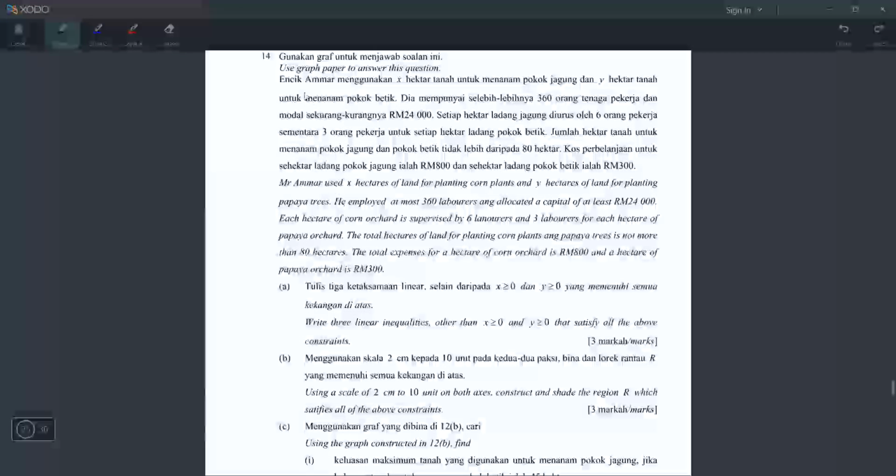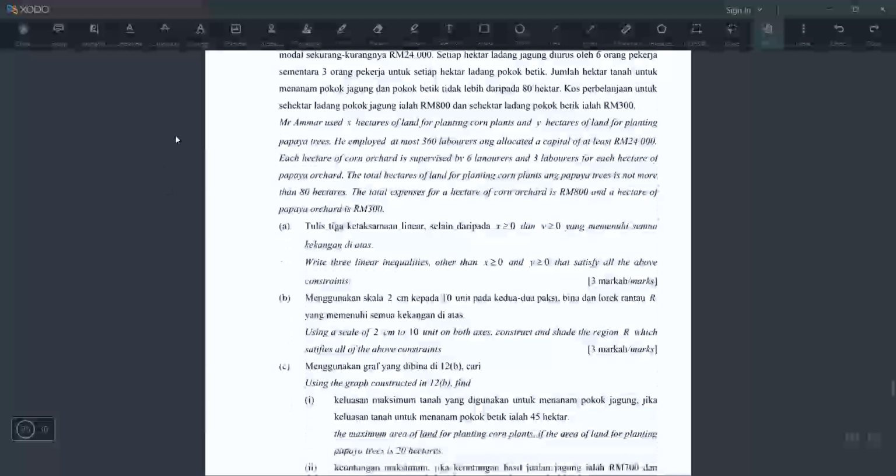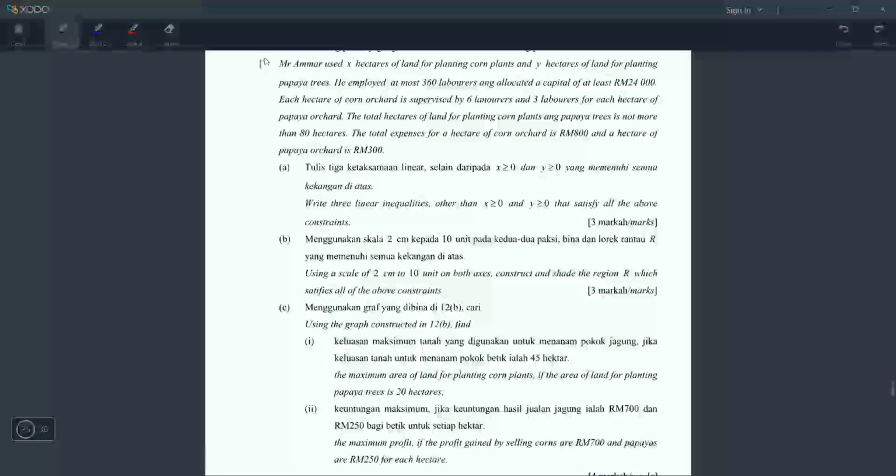Okay, last question, number 14. Okay, number 14, this is what? This is linear programming. This one have to use graph paper one. So, okay, let's read the English version. Okay, number 14 here. Let's read.